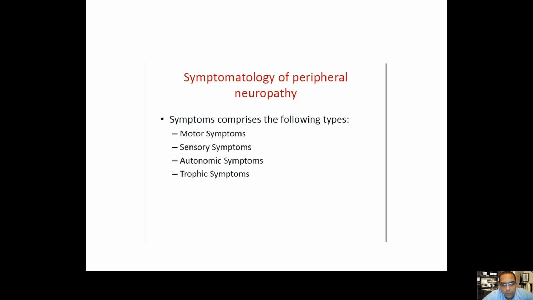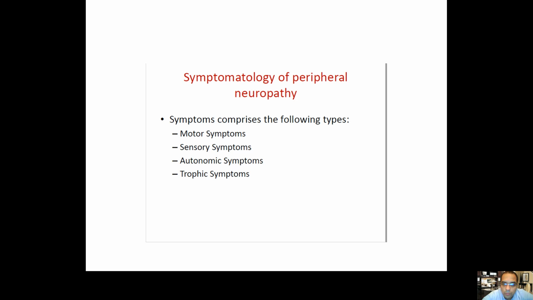So people with peripheral neuropathy can present with symptoms that compromise the motor function, the sensory function, the autonomic function, or trophic changes. And as you can see here, these are all peripheral nerve functions, so it's away from the central nervous system. And I will include the cranial nerves from 3 to 12 because these are peripheral nerves. They are myelinated with Schwann cells and they behave like peripheral nerves.